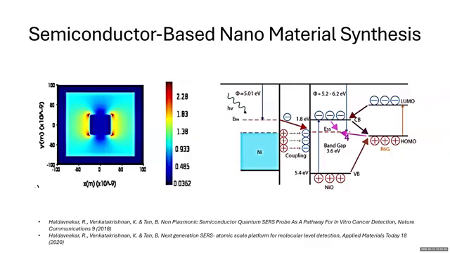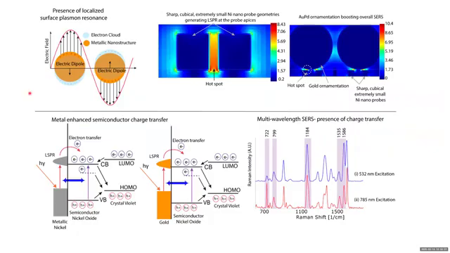So this is an FDTD simulation of a nickel nanoparticle. You will see at the corners of this cubical shaped nanoparticle, you see substantially enhanced surface plasmon. And when this nickel is coupled with nickel oxide, you get a metal enhanced semiconductor charge transfer mechanism. This is the simulation of two nanoparticles which are together, and we see enhancement improves by multifold.